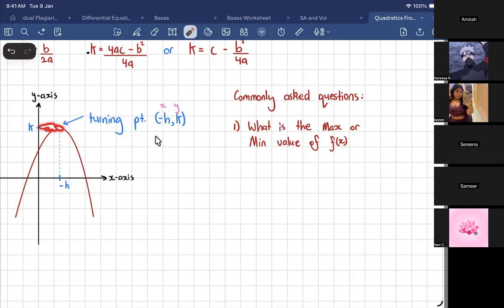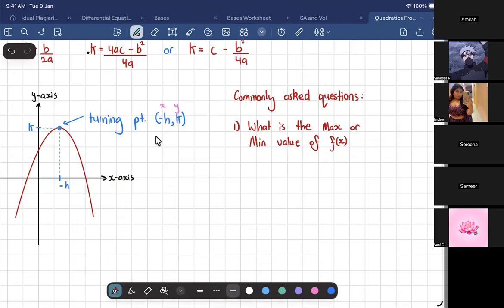If you do, unmute and tell me. Yes, sir, I understand. All right, so anytime you see this question where they're asking you the maximum or the minimum value of the function, that is simply equal to the k value. The k value tells you how high or how low your graph is going.